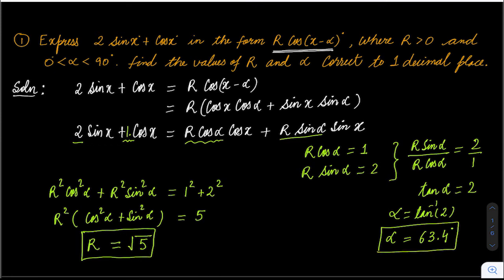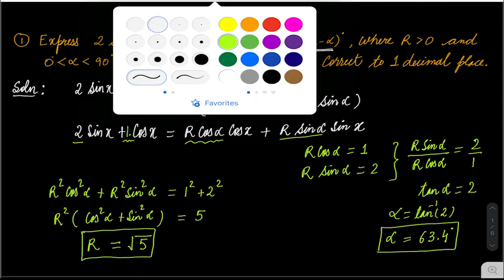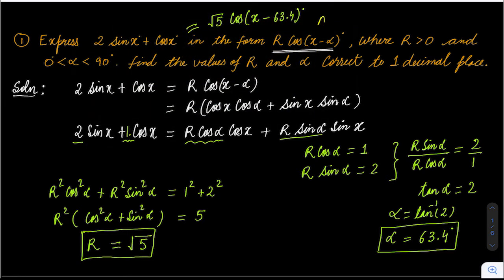So basically 2 sin x plus cos x can be written as square root of 5 into cos of x minus alpha. Alpha is 63.4 degrees. So this is my answer. This is the way to solve these questions, these equivalent forms or trigonometric modeling questions.